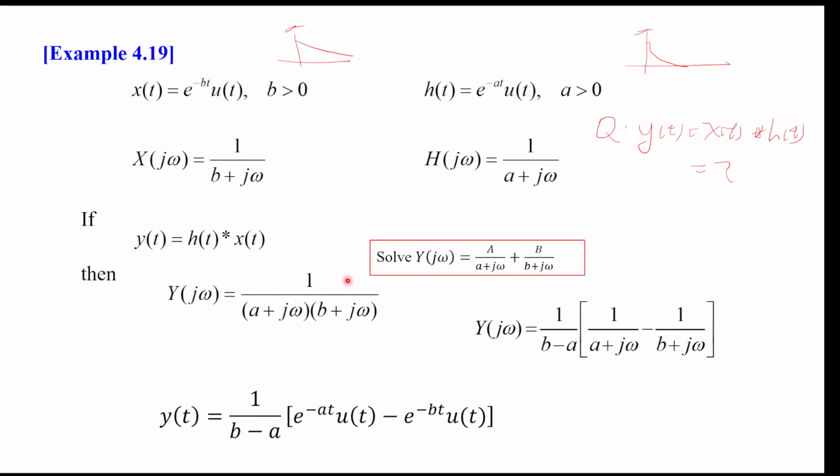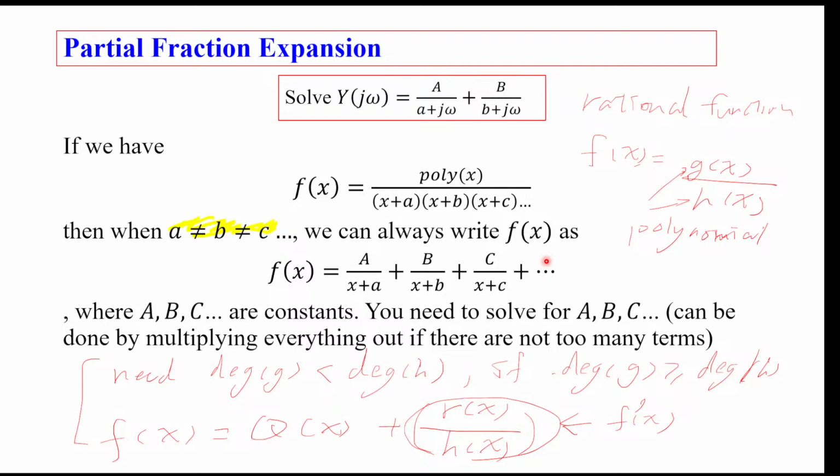Okay, you only need to do this splitting of 1 over a plus j omega times b plus j omega into something over a plus j omega plus something over b plus j omega. And I guess here we have an assumption. So this is assuming b not equal to a. We can have this thing. And so this trick here to break this 1 over polynomial into the linear combination of 1 over monomials is called partial fraction expansion.